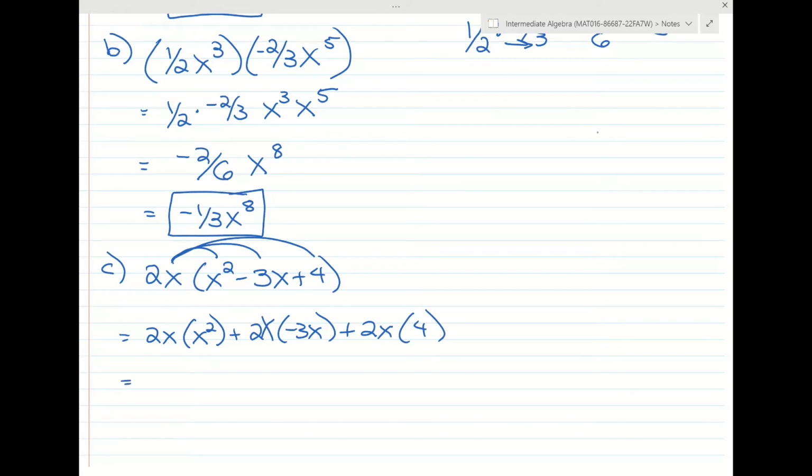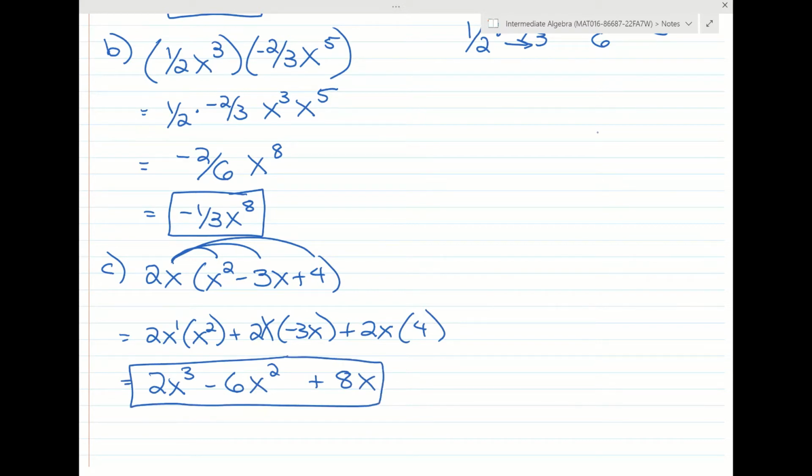And then when we're multiplying the same bases, of course, we add. Remember, x is really x to the first. This is just 2x to the third minus 6x to the second plus 8x. That would be the answer. Also, just so you know, this is called standard form. Standard form just means the highest power, next highest power, go to the set order.